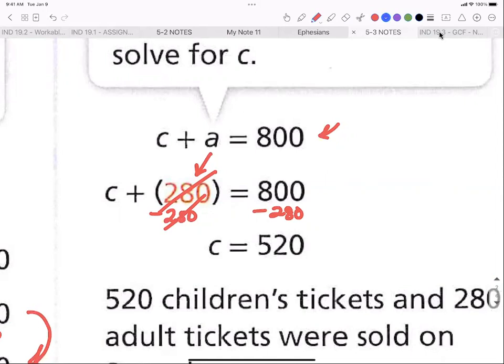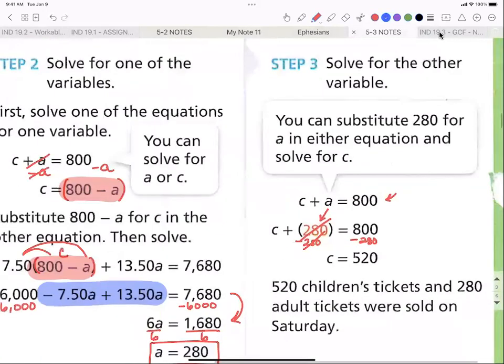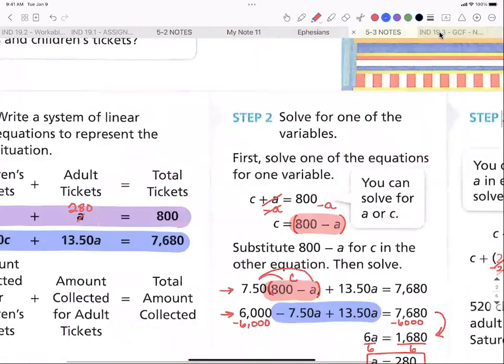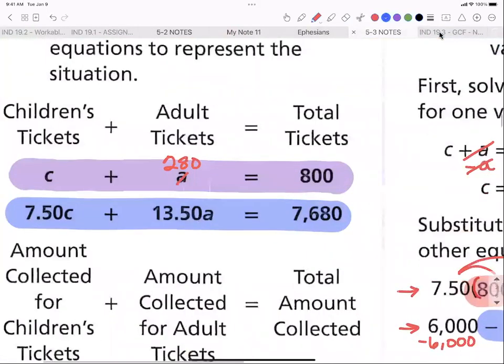Okay? And we won't do it, but if we took 280, where's the original equation? Here we go. If we took 280 and plugged it in right here, and we took the other one, 520, and plugged it in there and multiplied it times the cost of the tickets and added it all together, we'd get 7,680 because that was the total amount of money that was collected. But you don't have to, unless you just want to check your answer to make sure that you're right. But if you check it up here in this equation, you should be good.